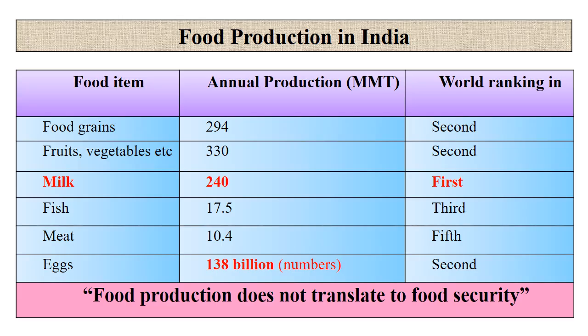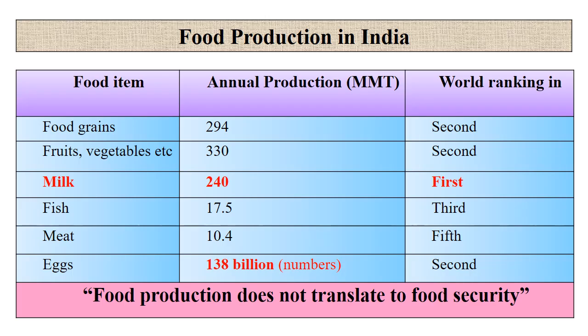Then come the foods of animal origin. The most important is milk. As we all know, India is the largest producer of milk, first rank in the world, and presently it is about 240 million tons. If we see as per the population, the per capita availability of milk is about 400 grams per day, which is above the recommended level. However, the distribution is not enough.